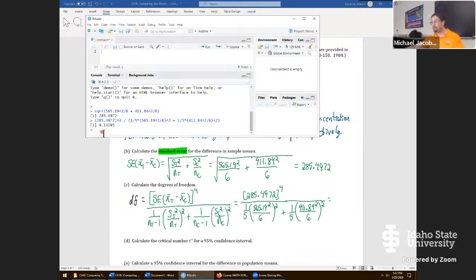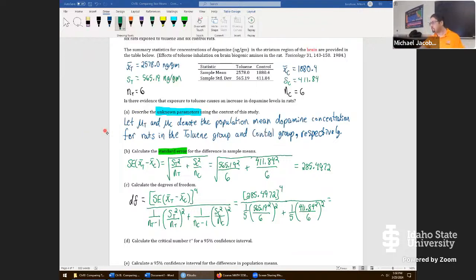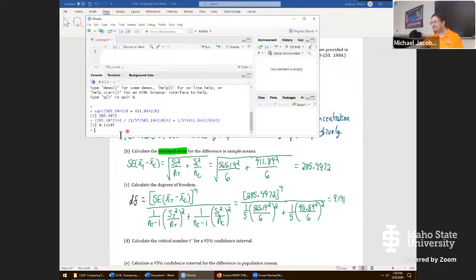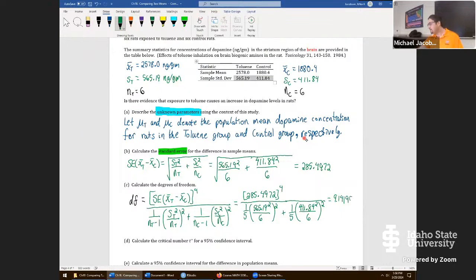I recognize that number from this morning, so I think we've got it right. But how's that looking for folks? Are you getting about the same thing? About 9.14? Awesome. Let's take that. I'll take all of the precision they gave us, 9.14195. So that's our degrees of freedom.